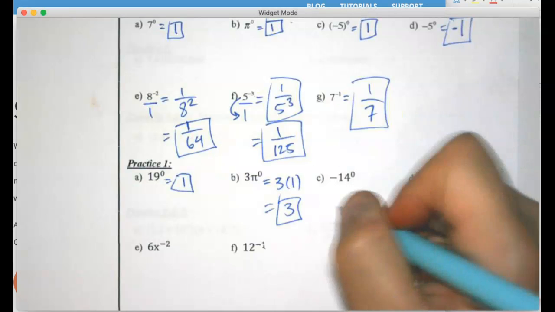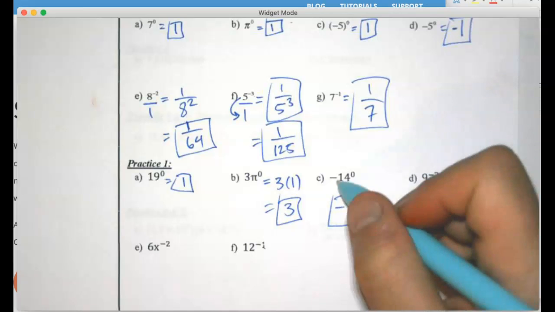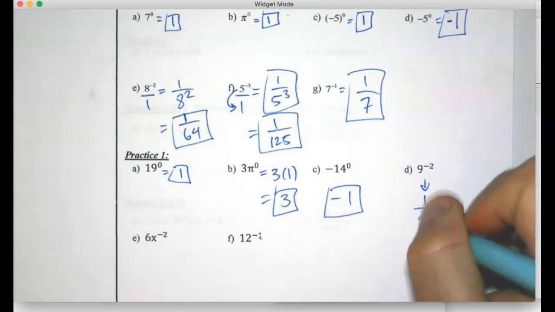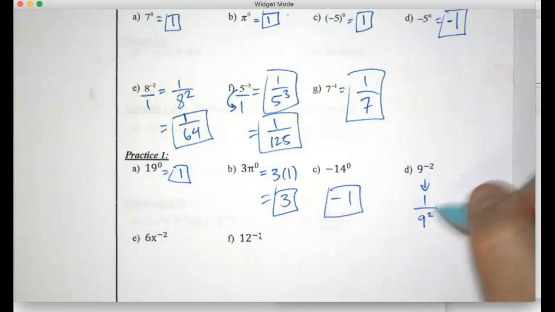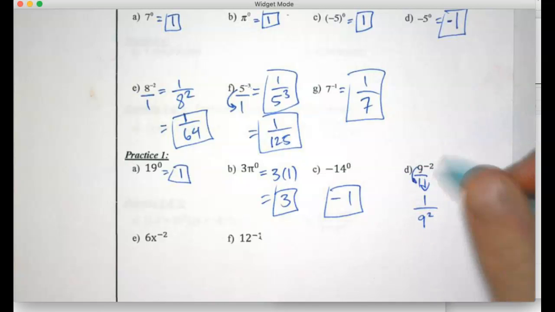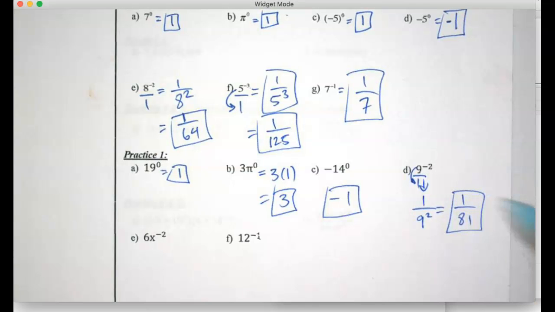No parentheses here means the negative will come along for the ride, right? Anything to the 0 power is 1, no parentheses, the negative comes along for the ride, and it's going to become 1 over 9 to the second, right? Moving it down, if you think of it as over 1, is what makes the negative exponent turn positive. And 9 squared is 81, so 1 over 81 there.